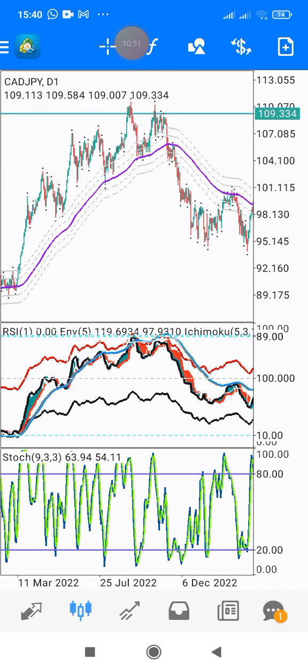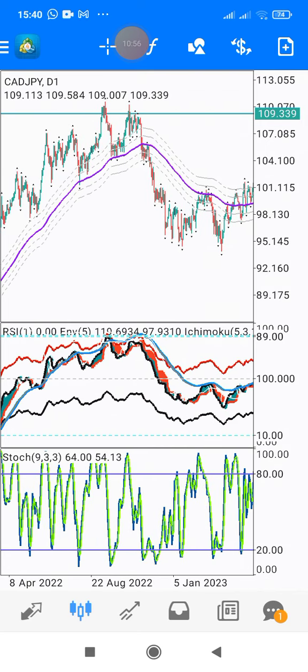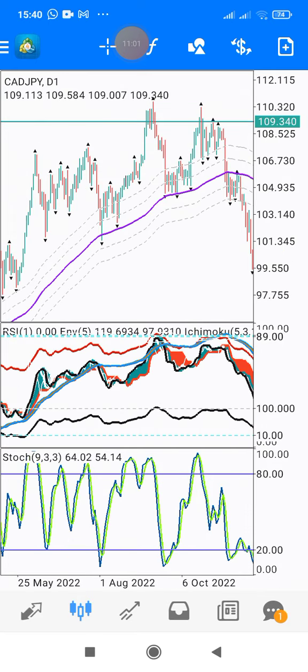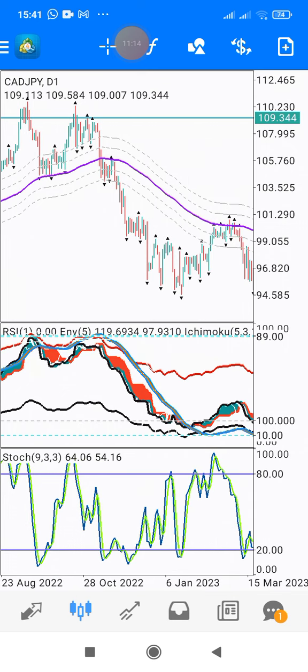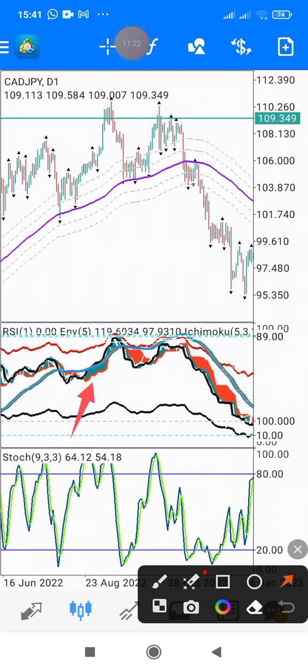What we know is that if there are some changes in the market, a change in direction occurs when the color of the Ichimoku also changes. So in this scenario, that was the color of the Ichimoku, but when it is now descending, it is red.